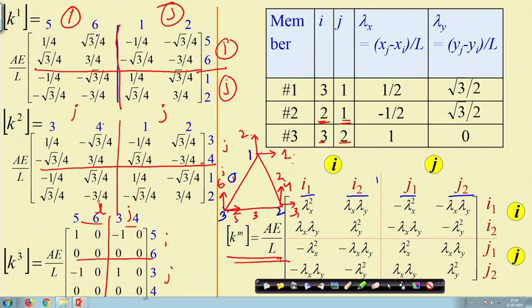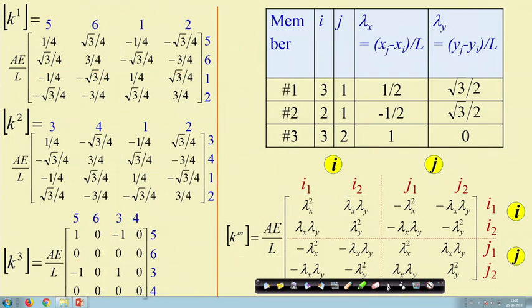Okay. Now, once we have the stiffness matrix for all the members, the next step is to assemble these stiffness matrices. We have to connect them. And how is it done? This is a very important step.